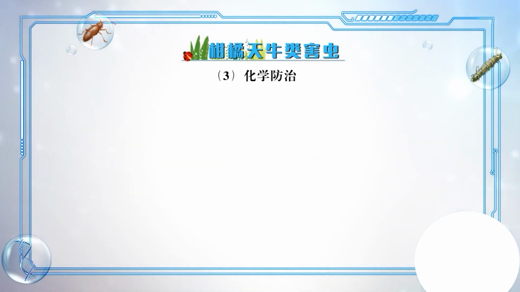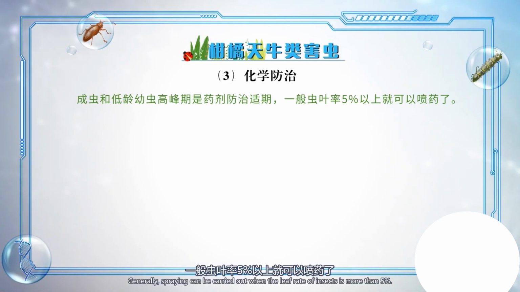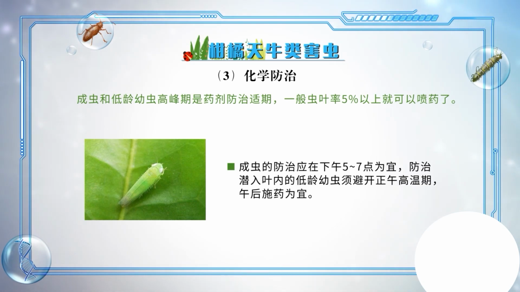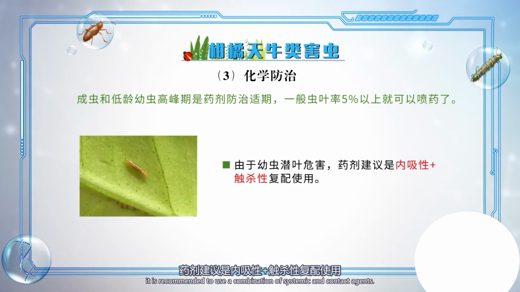Chemical control. The peak period of imagos and young larvae is the right time for chemical control. Generally, spraying can be carried out when the leaf rate of insects is more than 5%. The control of imagos should be carried out at 5-7 p.m. The control of young larvae infiltrating the leaves should avoid the high temperature period at noon, and it is appropriate to apply pesticides in the afternoon. Due to the damage of larvae, it is recommended to use a combination of systemic and contact agents.